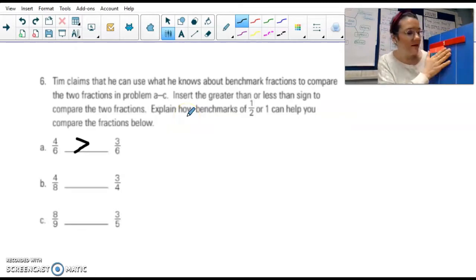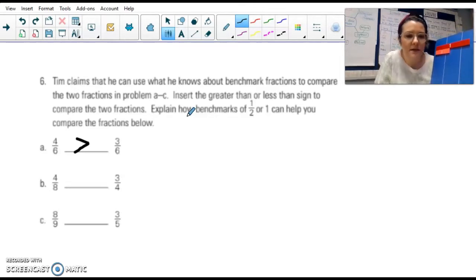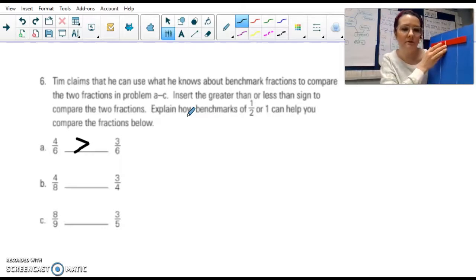All right, B is looking at 8ths and 3/4. Okay, so before I use my fraction tiles, I'm thinking 4/8. In a previous question, 4/8 was equal to 1/2. 3/4. Well, 2/4 is equal to 1/2. So 4/8 and 2/4 would be equal. 3/4 would be more than 1/2. So I'm thinking right now that 3/4 is greater than 4/8, or 4/8 is less than 3/4.